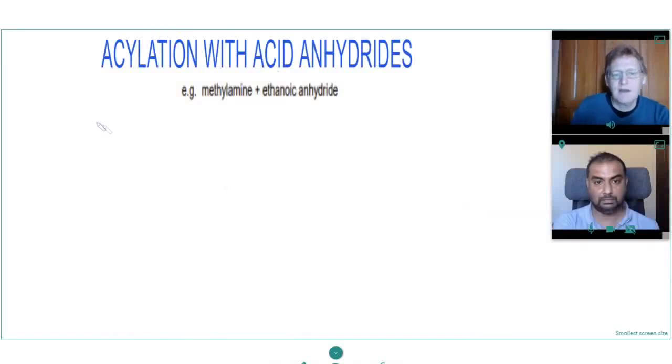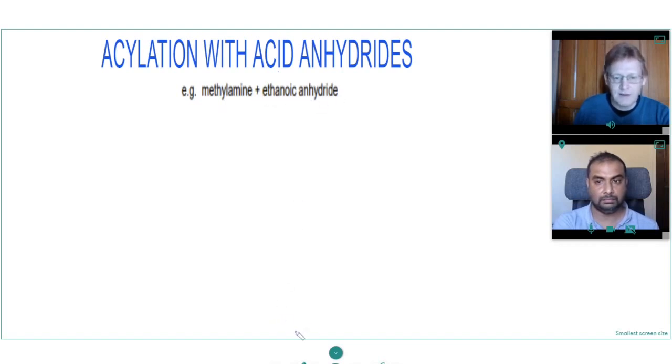Today we'll have a look at acylation with acid anhydrides. Last week we had a look at acylation with acyl chlorides. Good news is with acid anhydrides there's no mechanism to do, we just have to know the equations. So if we have a look at this example with methylamine and ethanoic anhydride.